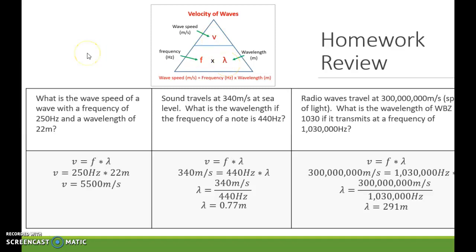Okay. So for the first one, to get the speed, you had to multiply frequency times wavelength, and that was 5,500 meters per second. The second one, you had to find the frequency, so you had to do some division, because you had to divide the velocity by the wavelength, okay? And you ended up with 0.77. And the third one, you had to find the wavelength, so you had to do another division. You had to divide the wave speed by the frequency, and you end up with 291 meters.